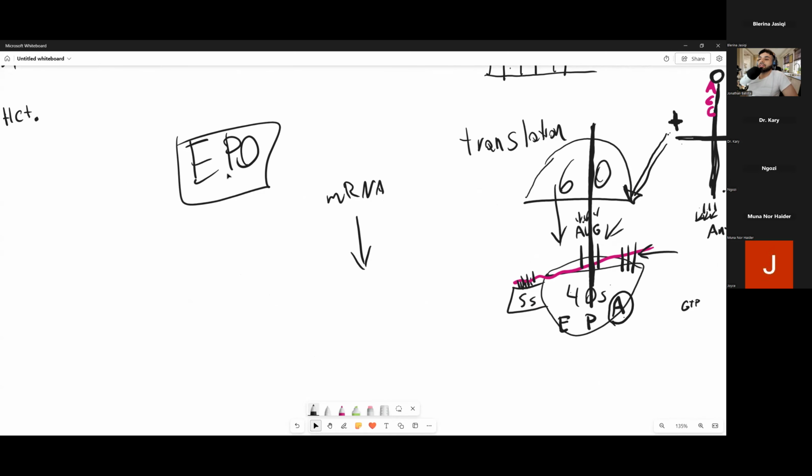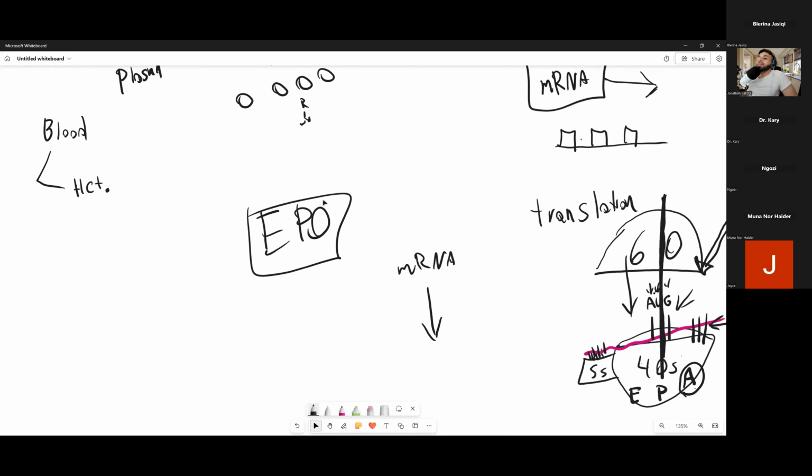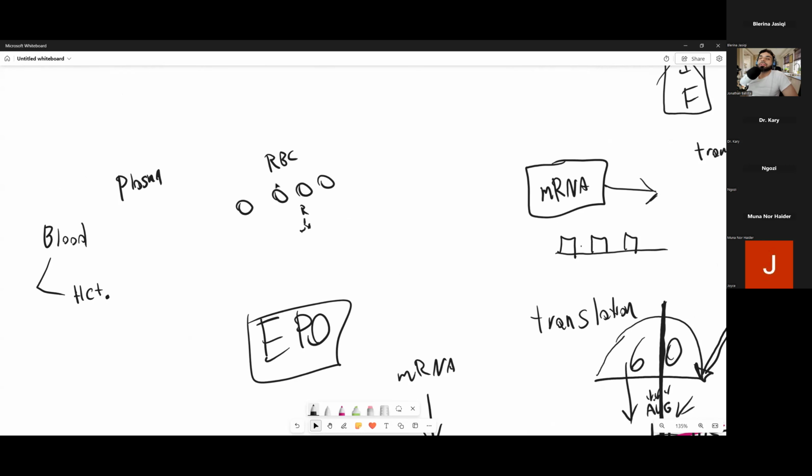Okay, after you have translated successfully, EPO itself will have affinity for precursors of RBC, erythroid progenitor cells. They would want to bind these cells in order to amplify the differentiation and also to promote more proliferation of RBC. The myeloid lineage will get stimulated. And EPO is doing this, remember, through the second messenger system. I want somebody to tell me what second messenger system does EPO use? Does anybody remember?